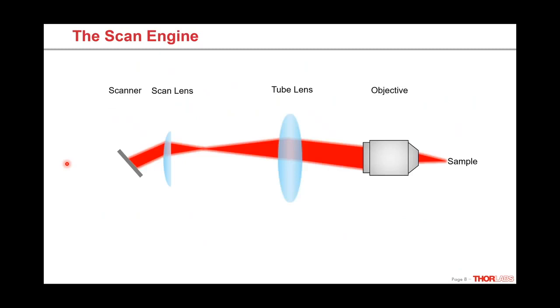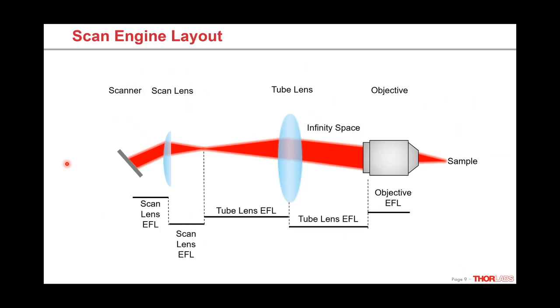So let's talk about the scan engine, which is the design under which one can achieve laser scanning. There are four key elements to a scan engine: the scanner, the scan lens, the tube lens, and the objective. Now, these need to be laid out in a very specific manner. All of the optics in a scan engine are compound optics, but they can be represented as having an effective focal length. So the design of the scan engine requires placement of these optics in particular locations.